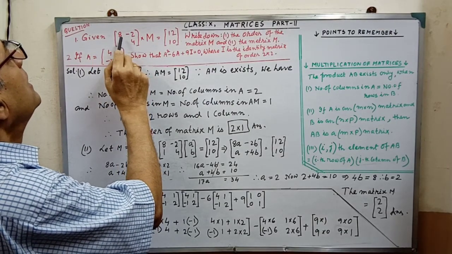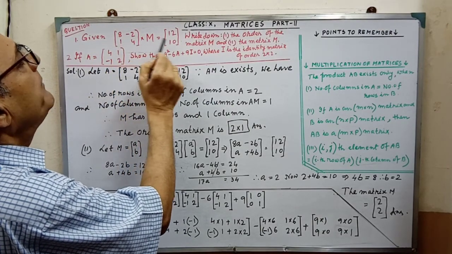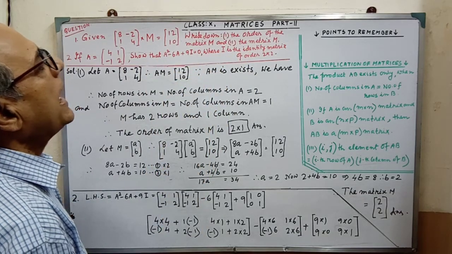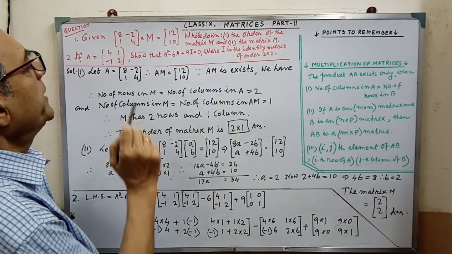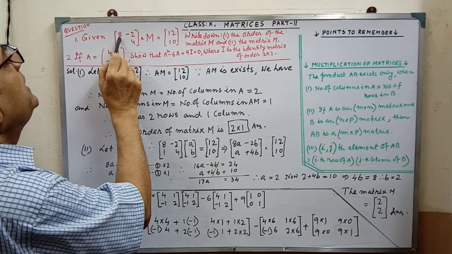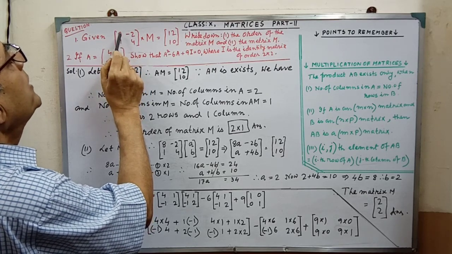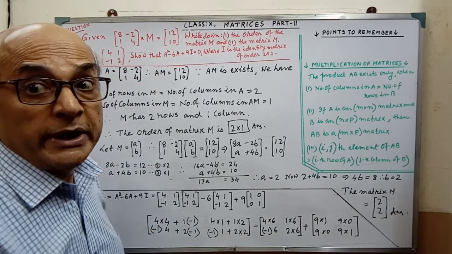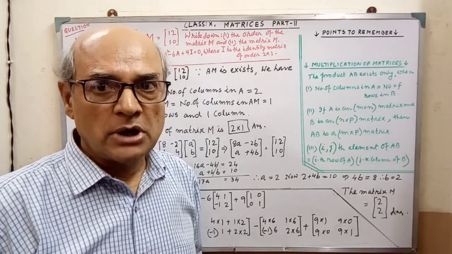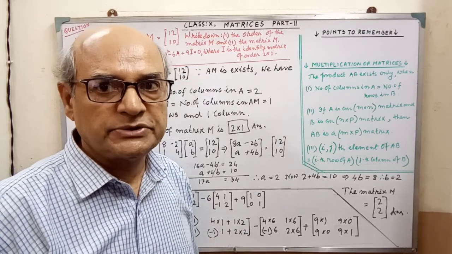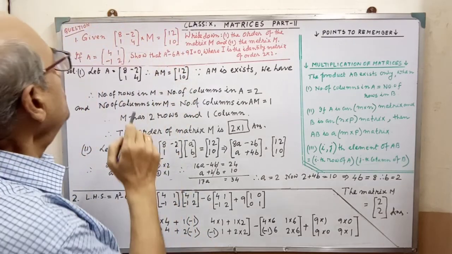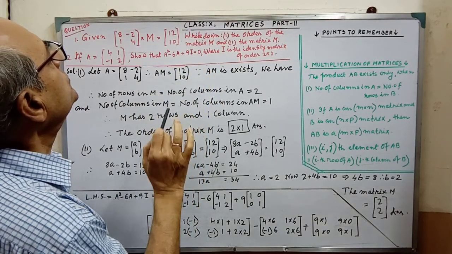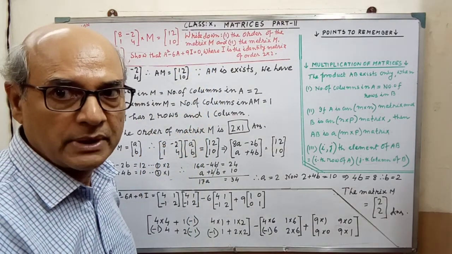Given the matrix 8, minus 2, 1, 4 into M equals this, write down the order of matrix M and find the matrix M. Order. Suppose the matrix is 8 minus 2, 1, 4. Here the number of rows is 2, the number of columns is 2. The order of a matrix means we have to find out how many rows and how many columns are in that particular matrix. So we have to find the order. So in M we have to see the number of rows and the number of columns.